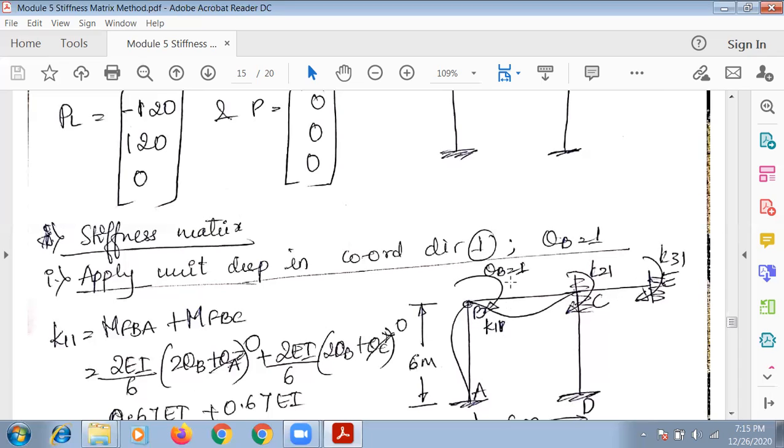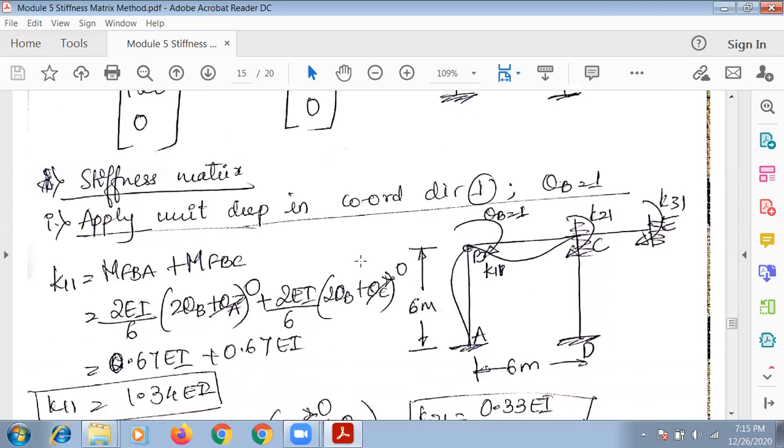Then the second number indicates where you have applied the rotation. So you have applied rotation in the first coordinate direction, so it is 1, 1, and 1. Once you mark this, next is find K11. K11 you can see is nothing but MBA.